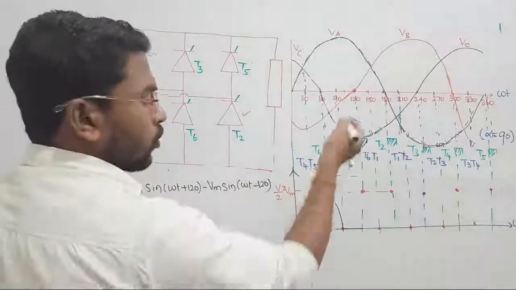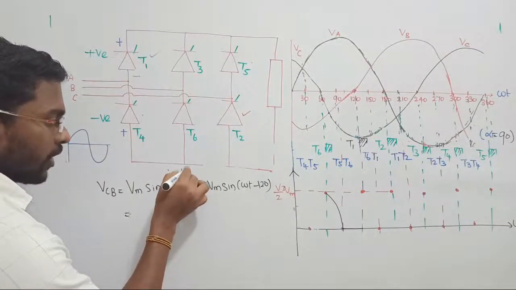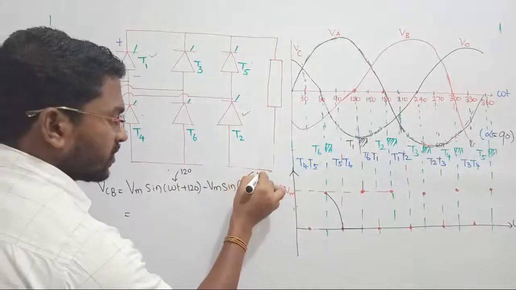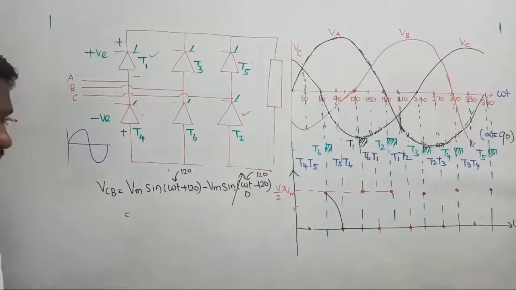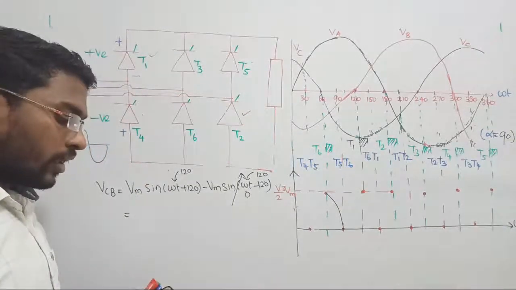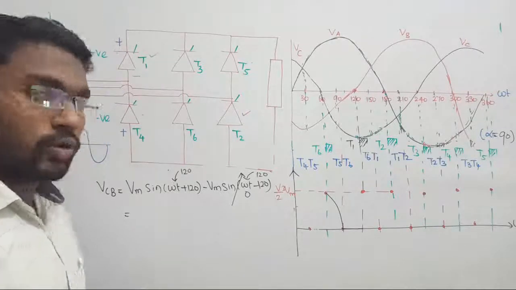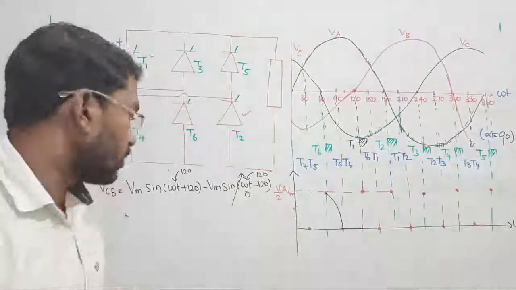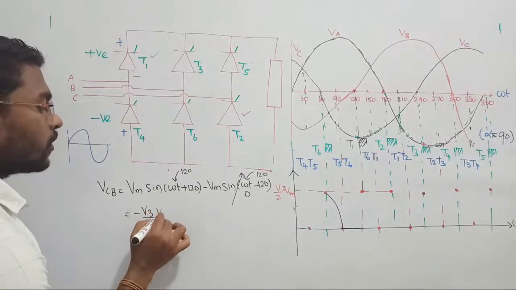Where are we going to calculate? At omega t equal to 120 exactly, right? Now if you replace omega t equal to 120, here also replace omega t equal to 120, such that this portion will become completely zero. What about this portion? Let us see. Check the value of sin 240. For 240, sorry, I made a mistake here, we should take minus root 3 by 2 times of Vm. So I am getting minus root 3 by 2 times of Vm.